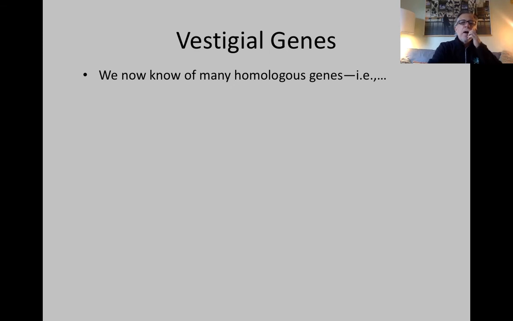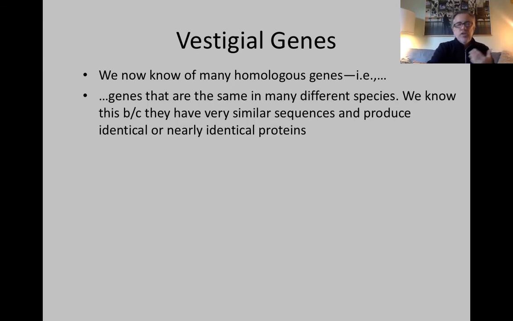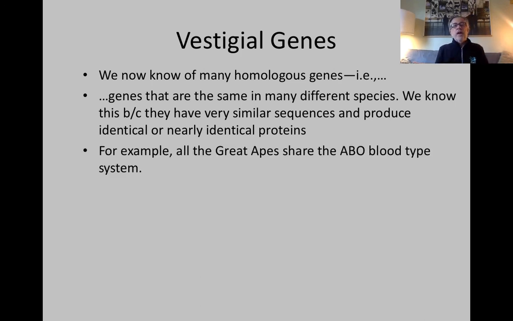We also know of vestigial genes. We know of many homologous genes, genes that are the same in many different species. We know this because they have similar genetic sequences and produce identical or nearly identical gene products, usually proteins. And here's an example of a homology.